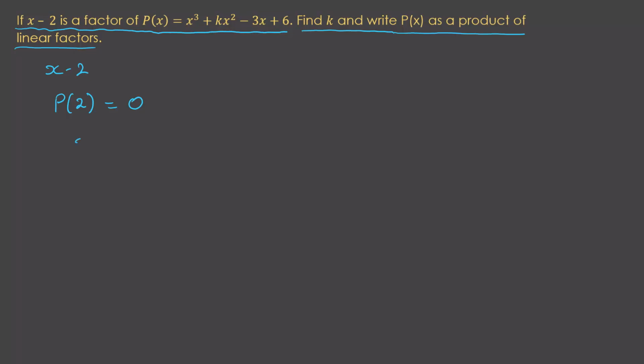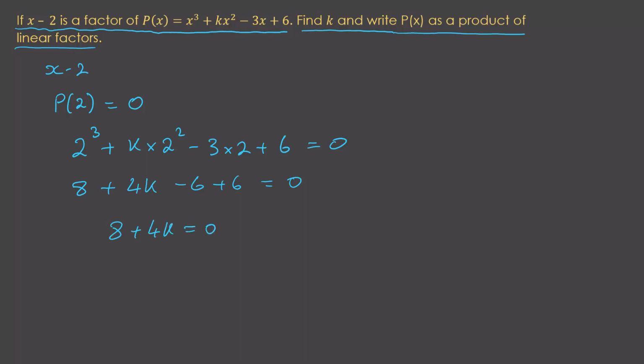So in other words, 2 cubed plus k times 2 squared, take away 3 times 2, add 6, is going to be equal to 0. So that's 8 plus 4k, take away 6, add 6 is equal to 0. Now take away 6, add 6, those are going to cancel. So 8 plus 4k is equal to 0.